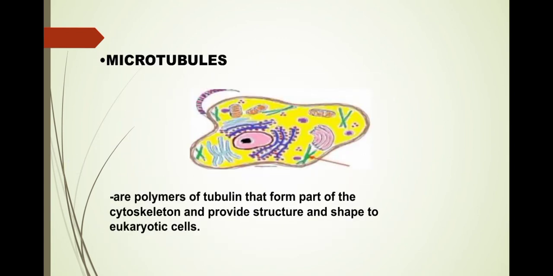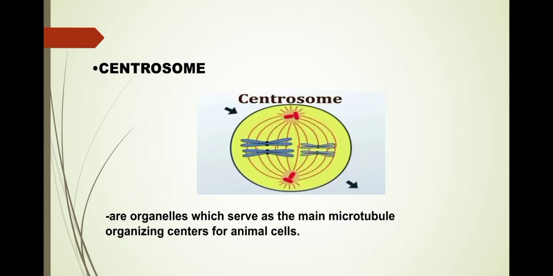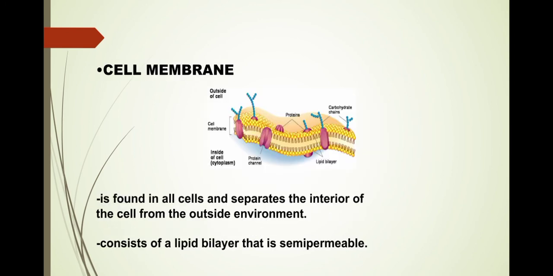Next is the microtubules. Microtubules are polymers of tubulin that form part of the cytoskeleton and provide structure and shape to the eukaryotic cell. Next is the centrosome, which are organelles that serve as the main microtubule organizing centers for animals. Next is the cell membrane. It is found in all cells and separates the interior of the cell from the outside environment. It consists of a lipid bilayer that is semi-permeable.